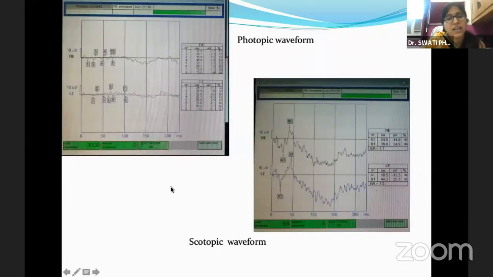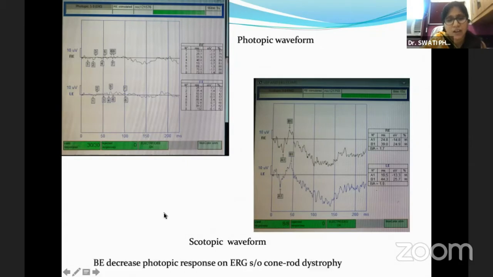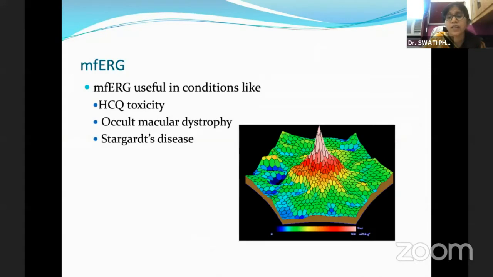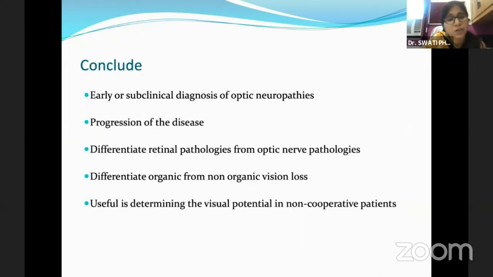We went and did ERG, and we found that his photopic ERG, which is because of cone photoreceptors, was absolutely extinguished as compared to the scotopic ERG, which had a good waveform, suggesting cone rod dystrophy. So in these cases where the full field ERG is not good enough, one may go ahead and do multifocal ERG.